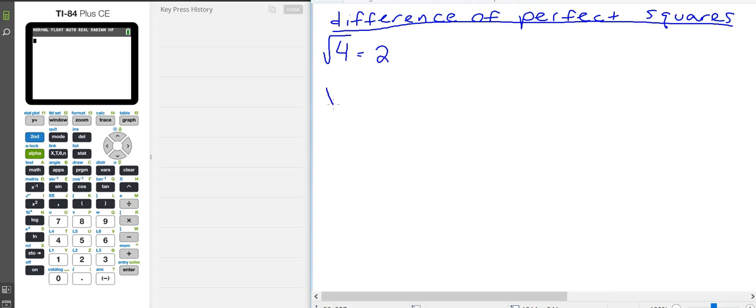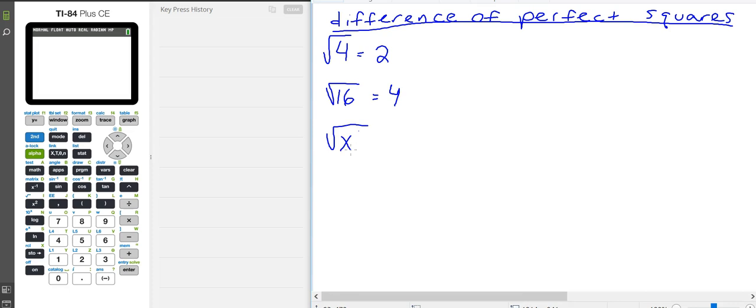Let's say we have 16. If we have 4, we can multiply 4 by itself. 4 times 4 is 16, so 16 is a perfect square. When do we have a variable that's a perfect square?